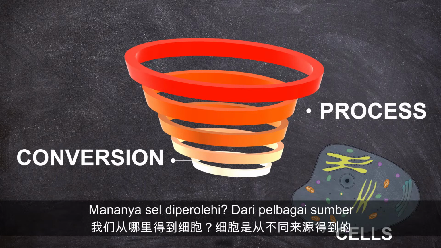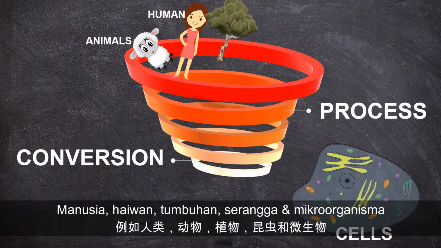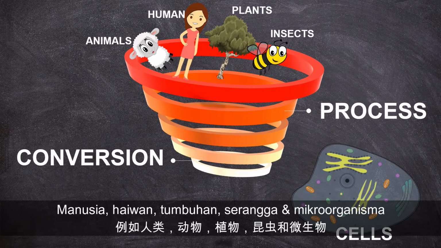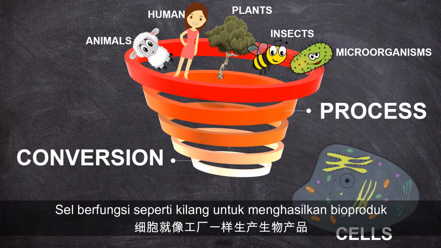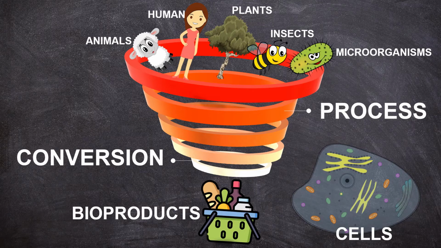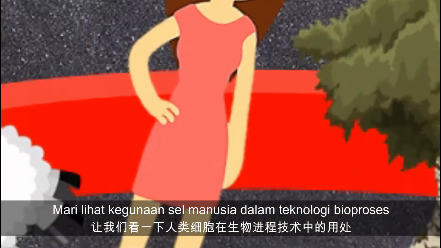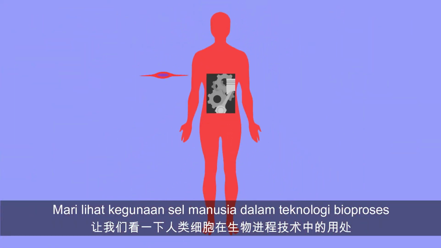Where do we obtain cells? Cells are obtained from different sources, ranging from human, to animals, plants, insects and microorganisms. Cells are used as factories, to produce bioproducts. Let's have a look at the use of human cells in bioprocess technology.